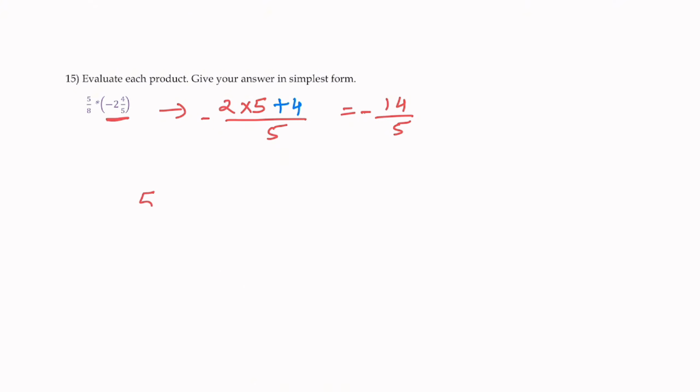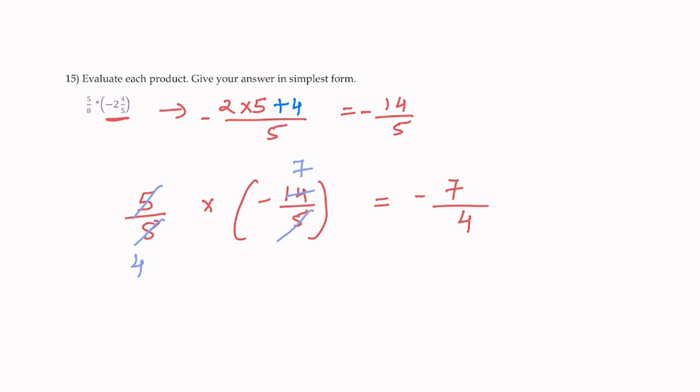Ready to solve? 5 over 8 times minus 14 over 5. Let's get rid of the common factors. 5 and 5 is out. Now 8 and 14 do not cancel directly, but they do have a common factor, which is 2, because the times table of 2 has both 8 and 14. So 8 and 14 are multiples of 2. 2 times 4 is 8. And this is 2 times 7. No more further common factors. In the numerator we have 7 and in the denominator we have 4.